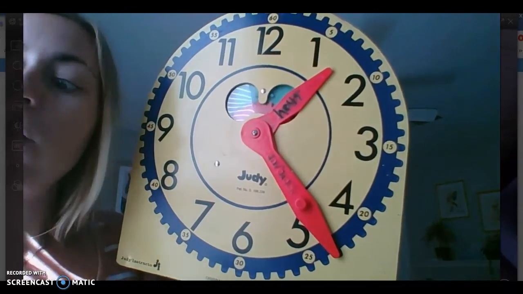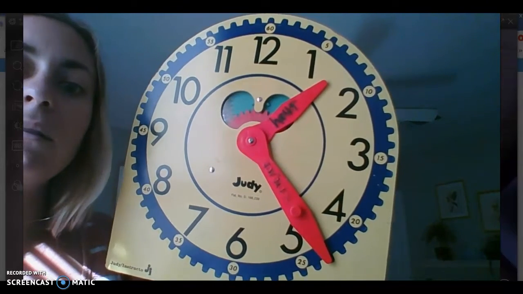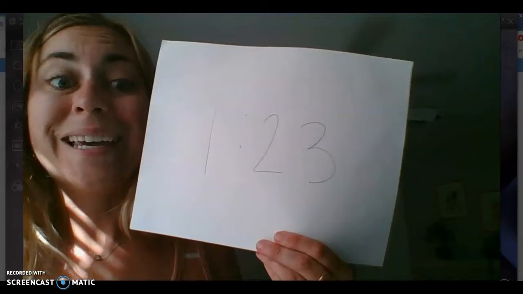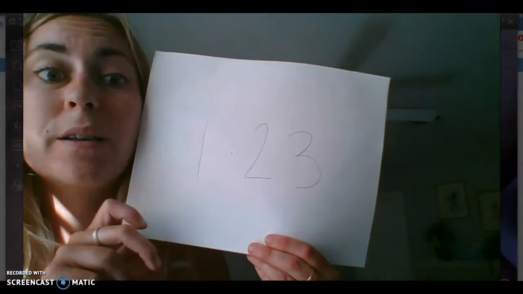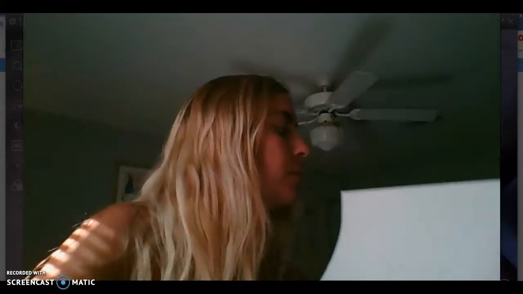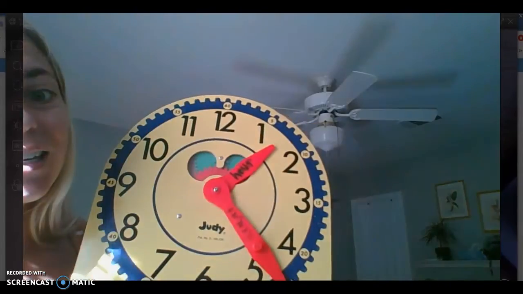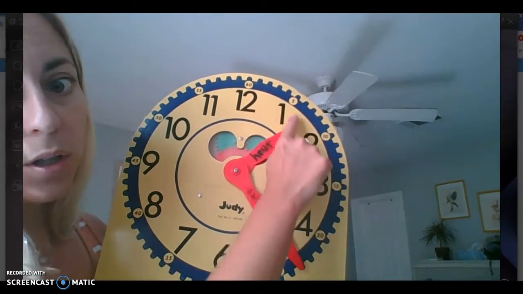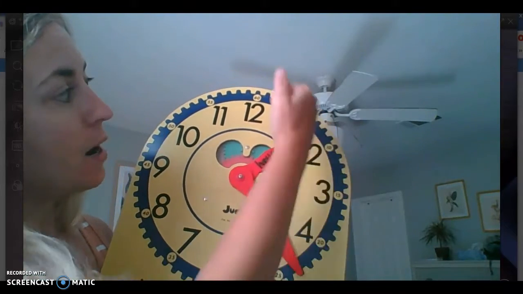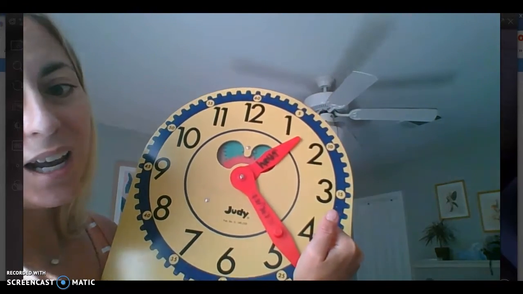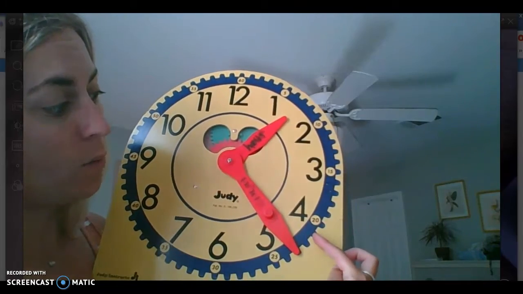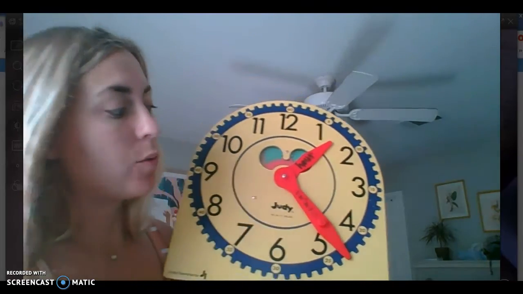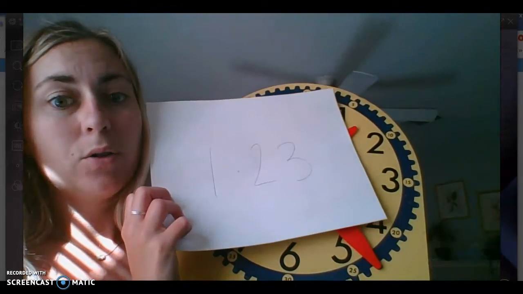Looking at the hour hand. If you said 1:23, you were correct. I can see here that my hour hand is between the 1 and the 2, so I go with the smaller number. And then I can count by fives till I get to 20, and then I'll switch to counting by ones. 21, 22, 23. So my time is 1:23.